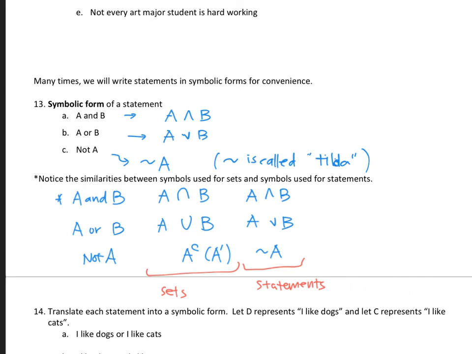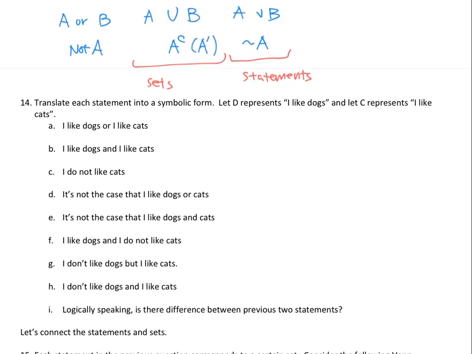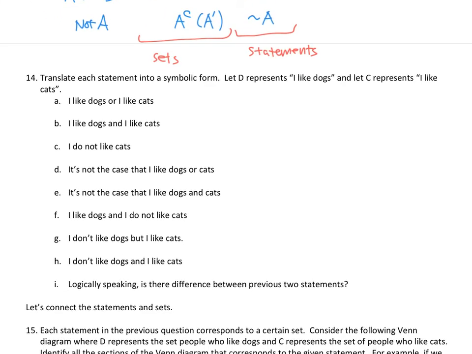All right, let's look at the next question. Translate each statement into symbolic form. Let D represent I like dogs, and let C represent I like cats. Personally, I like dogs better than cats. I don't hate cats, but if I had to pick one, it would be dogs. Okay, so let's look at A. I like dogs or I like cats. I notice it says or, right? So it's going to be the up-down arrow thing. So I like dogs or I like cats.